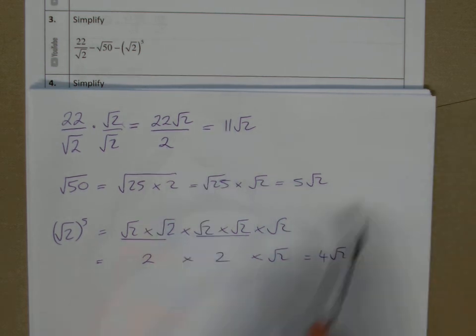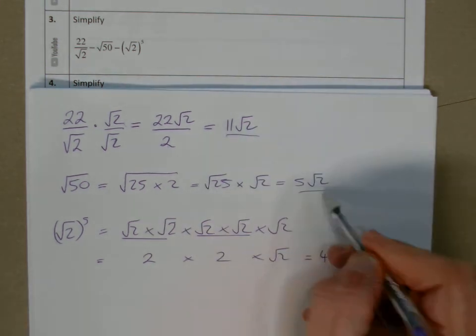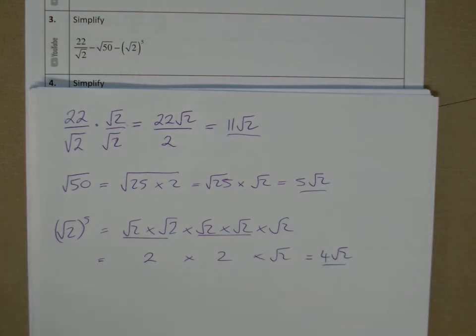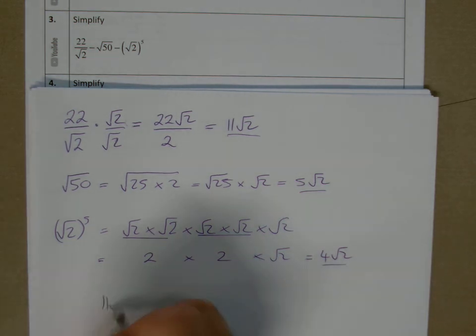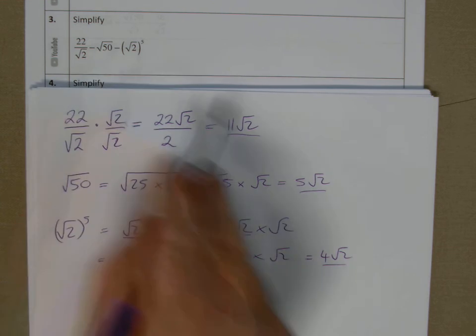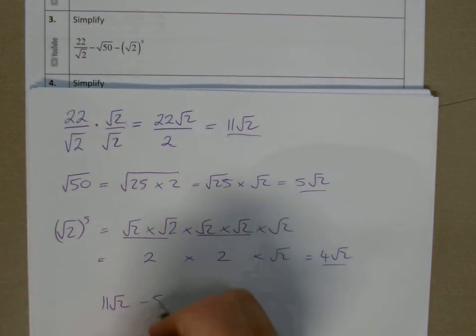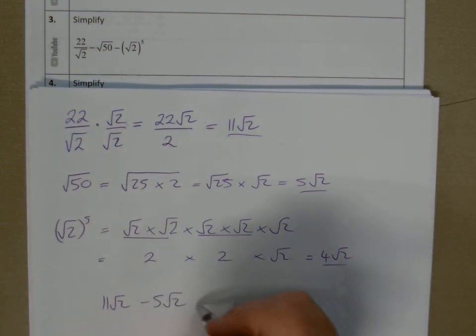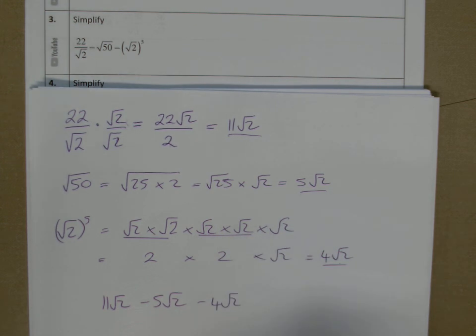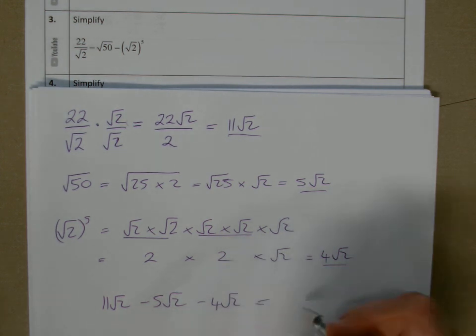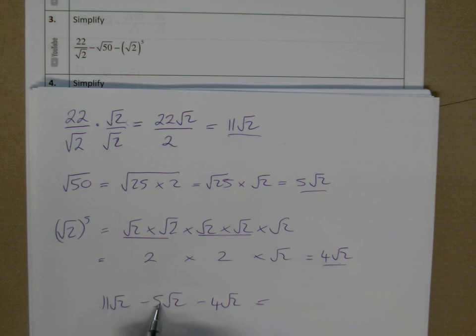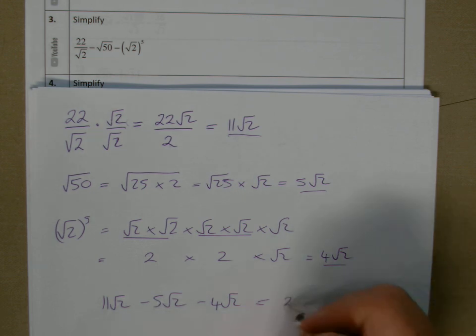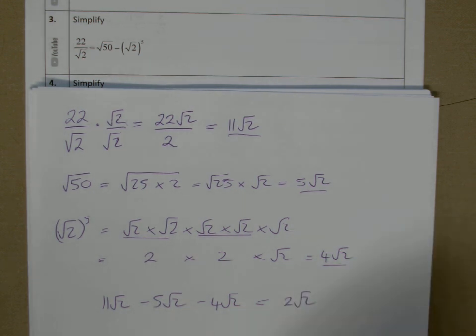So then putting the whole thing together, we've got these 3 results with a common surd of root 2. So we've got 11 root 2 to start with. Then it says take away, doesn't it? So take away 5 root 2. And then take away the last one there, 4 root 2. So that becomes 2 root 2, I think, because 11 take away 5, take away 4 is 2. So 2 root 2, final answer.